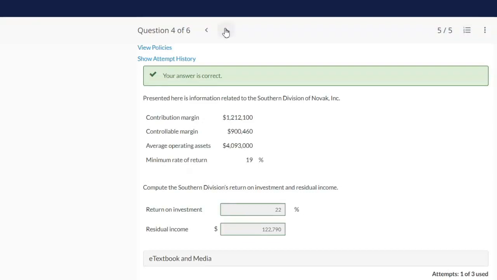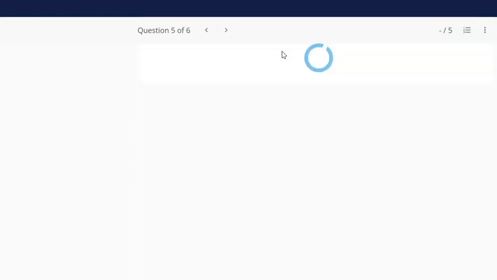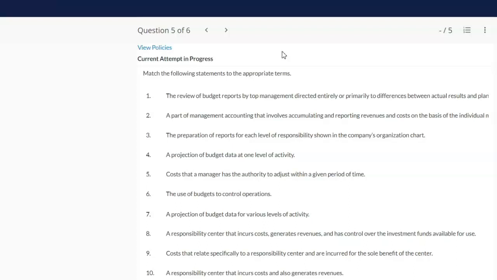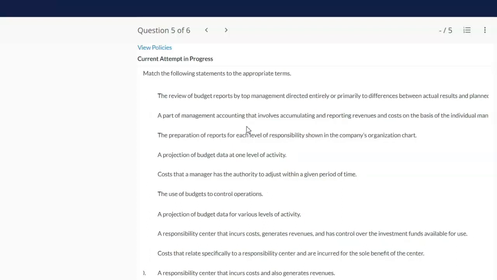Next. Why did we, okay. So component that I don't understand. Why are we given contribution margin information? Well, we're talking beyond that now. We're talking profit. Okay, so we bring into play, well, we're talking controllable margin, not contribution margin, controllable margin.